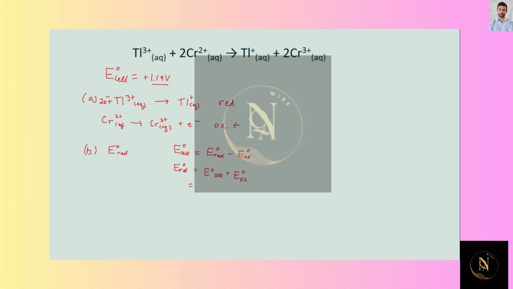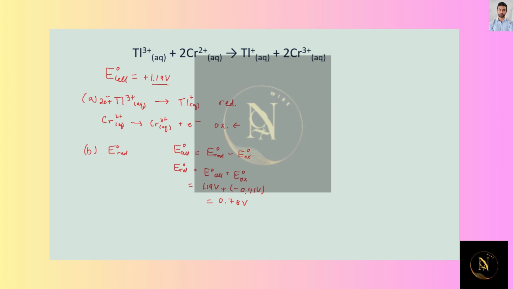So that's going to be equal to 1.19 volts plus the oxidation, which according to your table is going to be negative 0.41 volts. And therefore you get that the E reduction is equal to 0.78 volts.